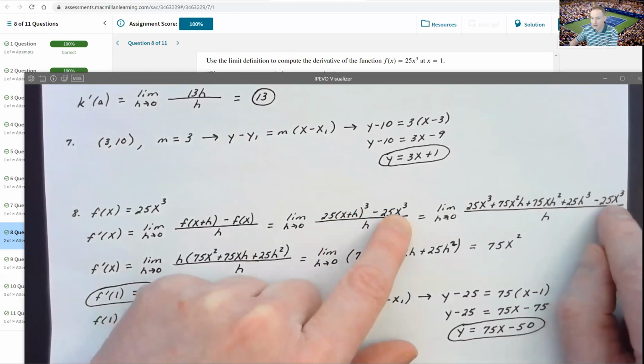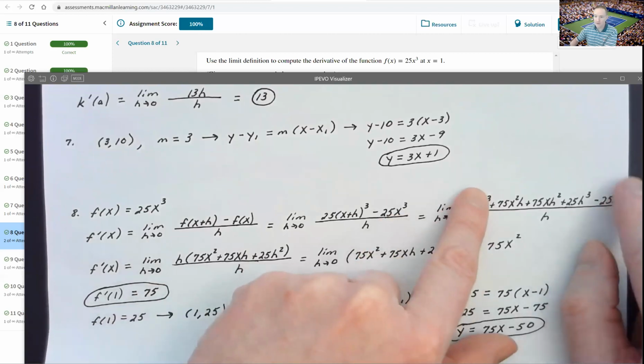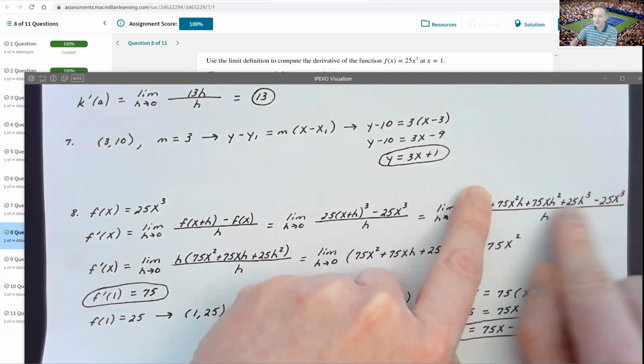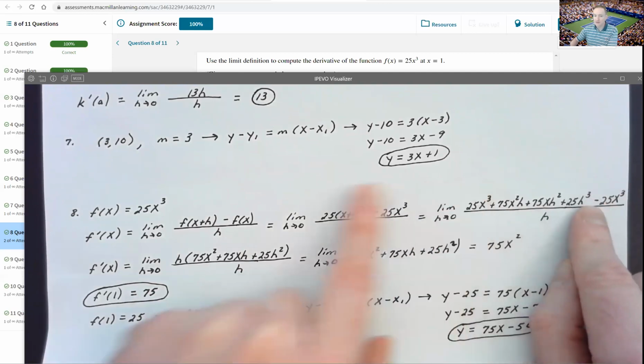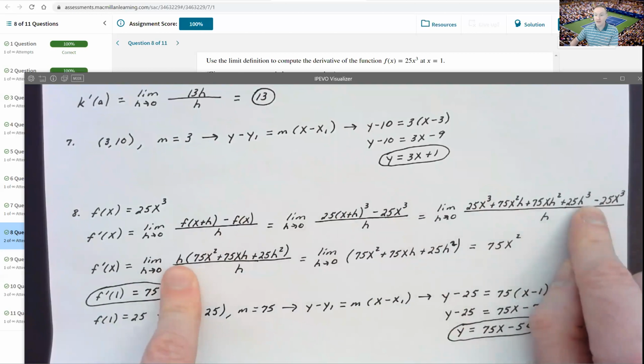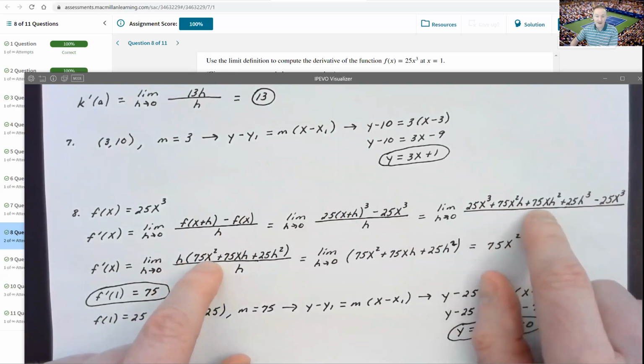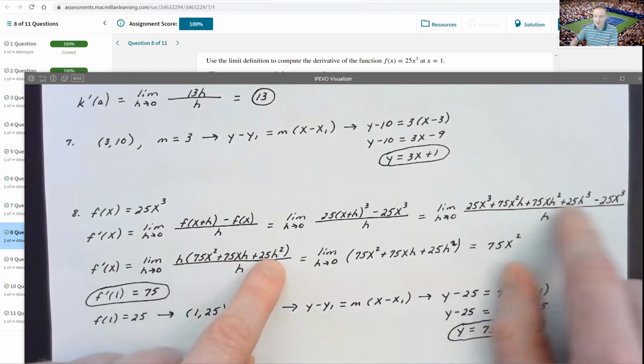Every single solitary time, the terms of f of x plus h and f of x must cancel. Well, this is no exception. Those two terms do cancel. Also, every single solitary time, the terms that do not cancel always have a common factor of h. So in the very next step, the first thing I did, I knew I could factor an h out of what's remaining. I do that, and I'll be left with h times 75x squared plus 75xh plus 25h squared.